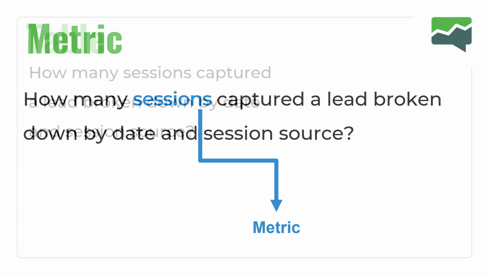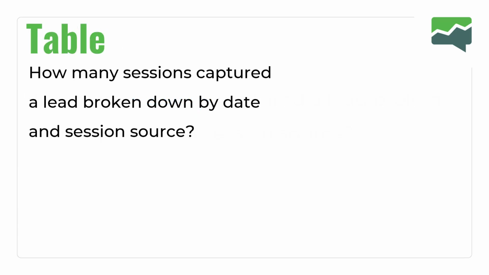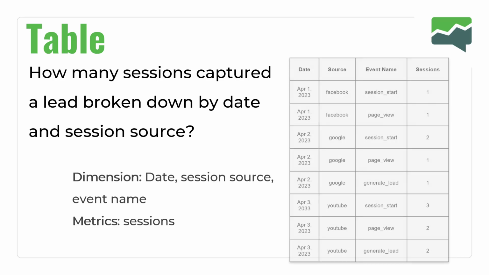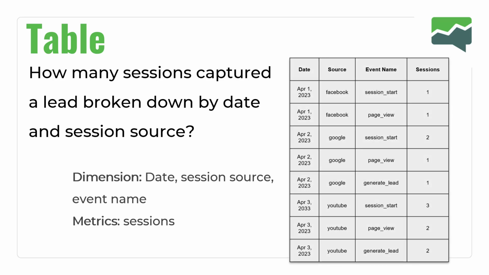So now, let's build our table. Because remember, before we get fancy, we need to build our table. So our table for this question, how many sessions captured a lead broken down by date and session source, has three dimensions: date, session source, event name, and one metric, which is sessions. So our metric sessions is going to be grouped by date, session source, and event name. So let's throw that table. Here we go. And it has three dimensions: date, source, event name, and one metric.